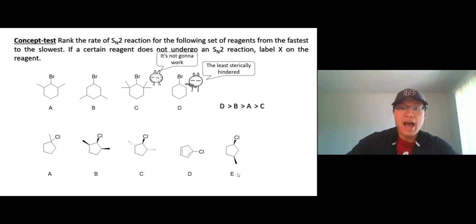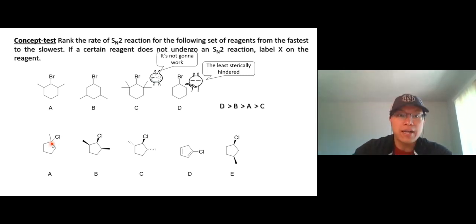Completely block backside attack, never happens. We have A for sure, a tertiary alkyl halide, a carbon connected to 3 more carbons, so we call it a tertiary alkyl halide. So it never does SN2. A is no. D is also a vinyl halide, a chlorine, bromine, or iodine, a halogen on a double bond. Never ever does an SN2. Too high electron density on the pi bond right here. So A and D, no SN2 reaction.